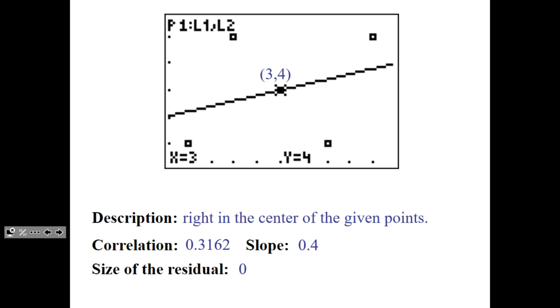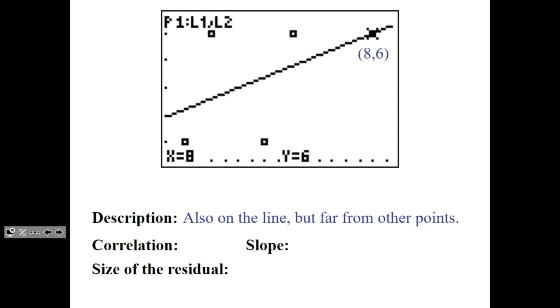Now I have to ask myself, did it have leverage? To have leverage, where is this new point compared to the mean of the x values? Well, it's right in the middle of them, so it's not far away at all, so it doesn't have any leverage. Next thing, did it have influence? Well, slope's 0.4. It was 0.4 to begin with. It didn't change anything. That means it didn't have any influence, so it's not influential. Now that point has moved.